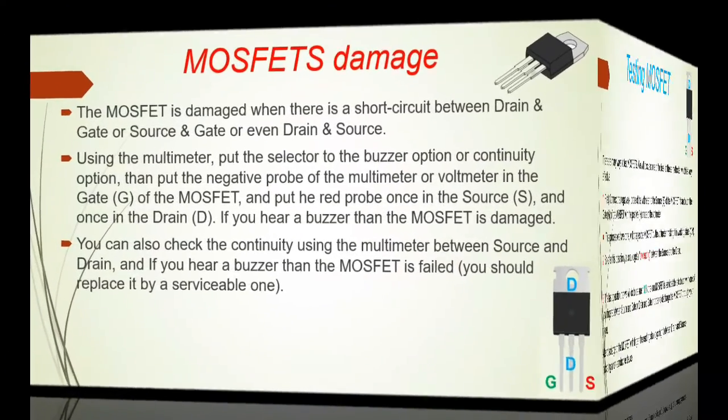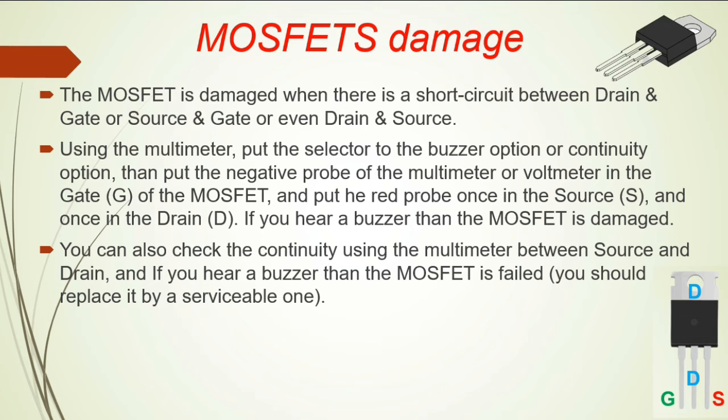See MOSFET failures or damage. As you see here, the MOSFET is damaged when there is a short circuit between drain and gate, or source and gate, or even drain and source. Okay?